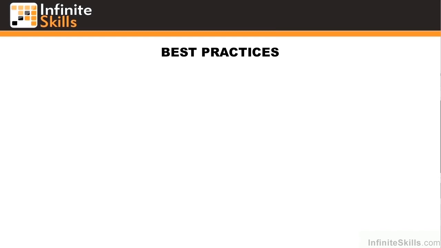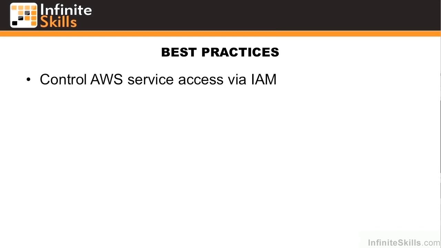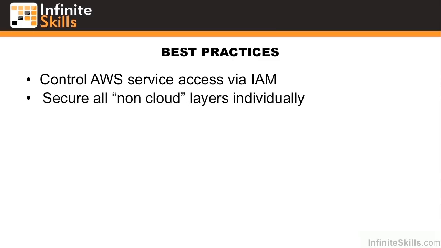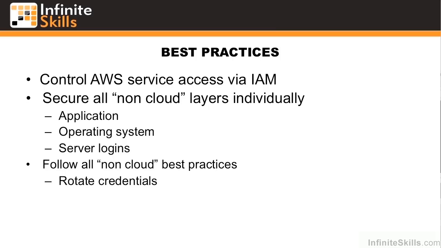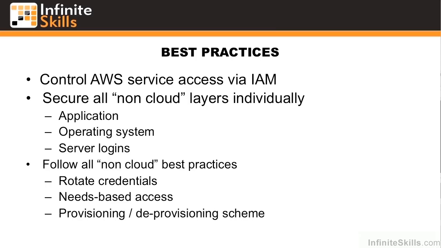Some of the other best practices to look at. Try to control AWS service access via IAM. Try to secure all non-cloud layers individually, and maybe even have concentric layers of security in your application, operating system, and server. Again, trying to follow all non-cloud best practices, such as rotating credentials, providing needs-based only access, and provisioning and deprovisioning users as they come and go from your organization.